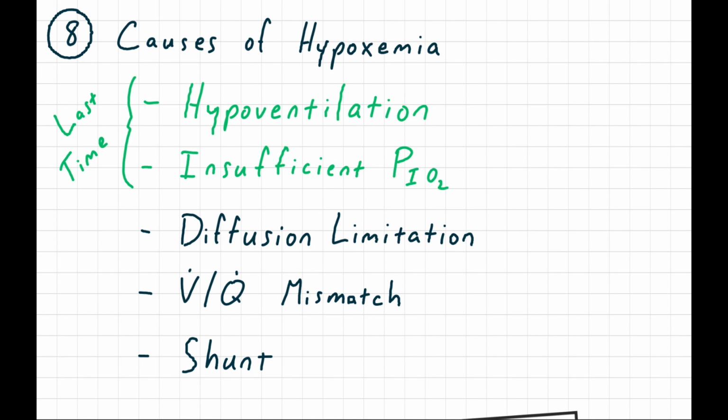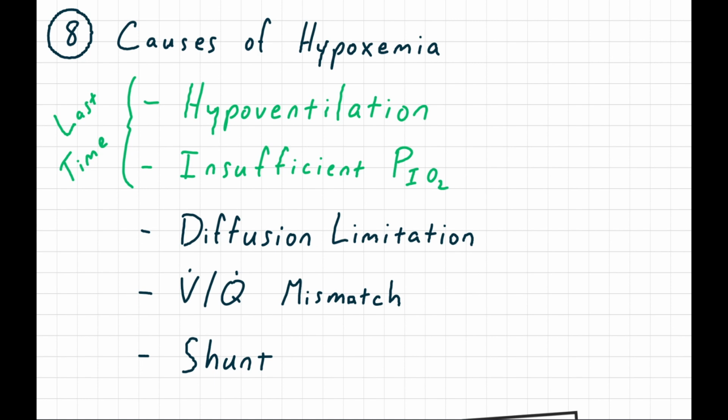Last time, we derived the alveolar gas equation. Then, we looked at two causes of hypoxemia in the healthy lung: hypoventilation and insufficient inspired oxygen pressure. In this talk, we're going to look at slightly more complicated lung models to explain the remaining causes of hypoxemia: limited diffusion, ventilation-perfusion mismatch, and shunt.